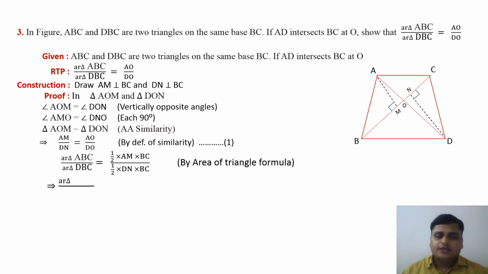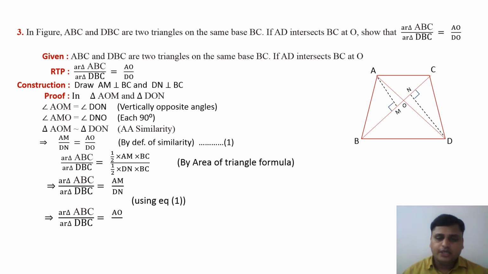After this, in area ABC upon area DBC, BC will be cancelled and half will be cancelled. So we will get AM by DN, and we can use it. Right now we proved AM by DN is equal to AO by DO. So using equation 1, we can say that area ABC upon area DBC is equal to AO by DO. Okay, so in this way we will prove this question.